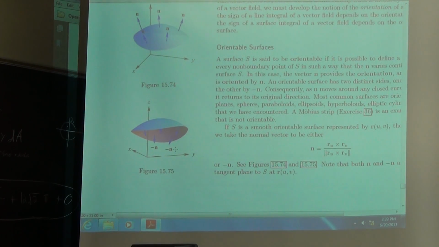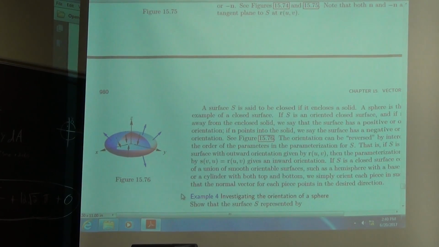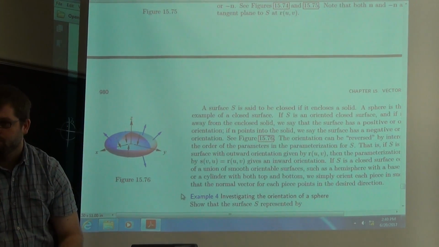But the point is that the normal vector can be either r sub u cross r sub v or the other one. And then we're going to scale them to make them unit normal vectors, so we divide by the magnitude of that thing here. If we have a closed surface, like a sphere, we always want to pick the normal vector to be the one pointing out of the sphere. But otherwise, we don't really care if you're pointing up or down. It's only when we're closed that we agree that the one pointing out is the normal. Does that make sense? Okay.